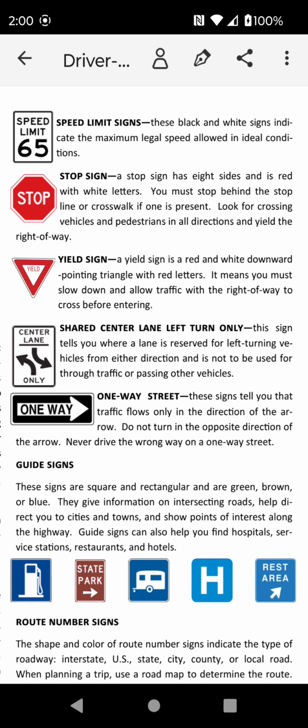Then you've got your stop sign here. The stop sign has 8 sides and is red with white letters. You must stop behind the stop line or crosswalk if one is present. Look for crossing vehicles and pedestrians in all directions and yield the right of way. Say you're at a stop sign, right? A lot of stop signs either have just one little white line, or they've got two long white lines that go across the whole street, and then another one in front closer to you that goes halfway. Now the halfway one means you stop at that one if it's there.